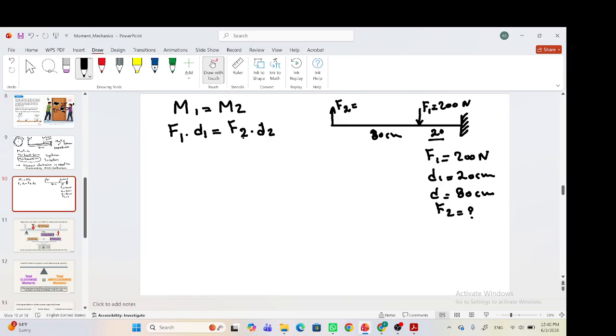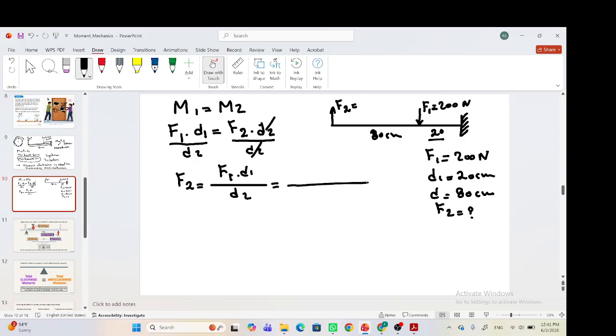Based on the physics, if we have one unknown in one equation, we should divide by the factor of the unknown. For example, we should divide two sides of our equation by d2. Now this d2 will be removed with this d2. We have only F2, so this F2 will be equal to F1 multiplied by d1 over d2.